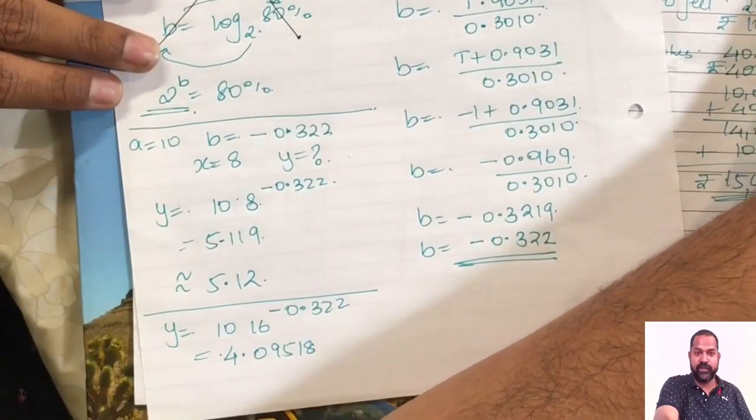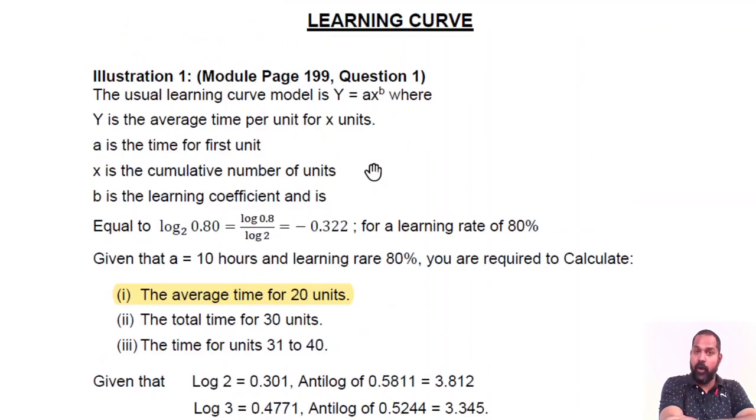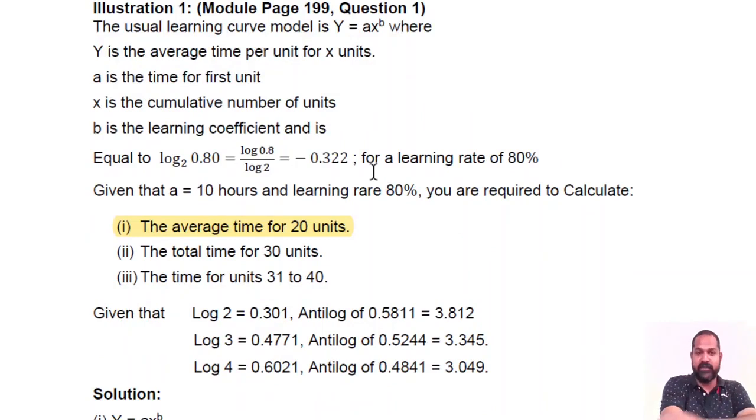So coming back to the question that we were doing, and that is, given that A is 10 and the learning rate is 80%, you are required to calculate the average time for 20 units. Let me now read the question completely because now you will understand. The usual learning curve model is y equals ax raised to b, where y is the average time per unit for x units, a is the time for the first unit, x is the cumulative number of units, and b is the learning curve coefficient.